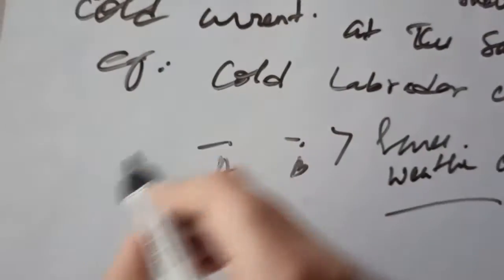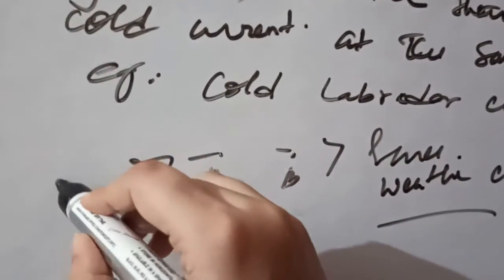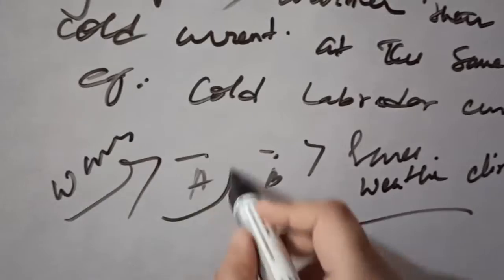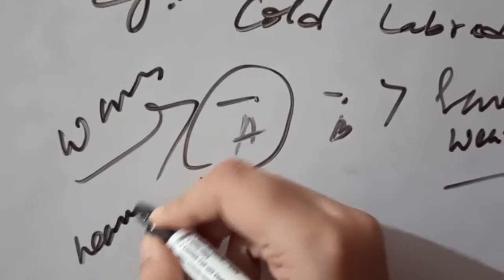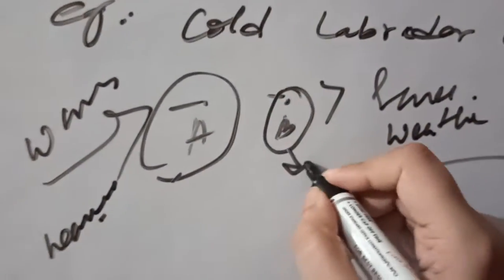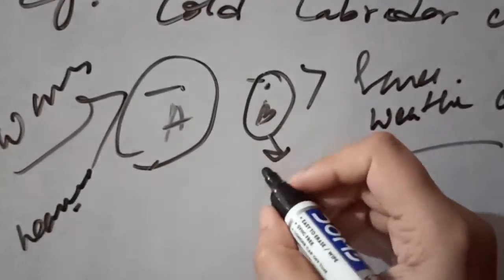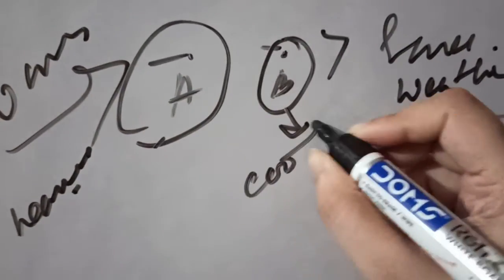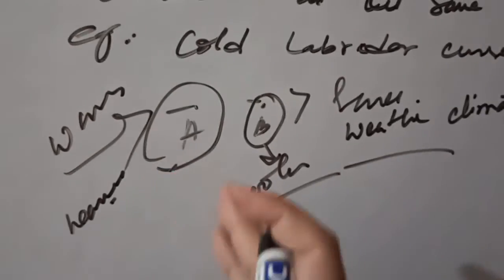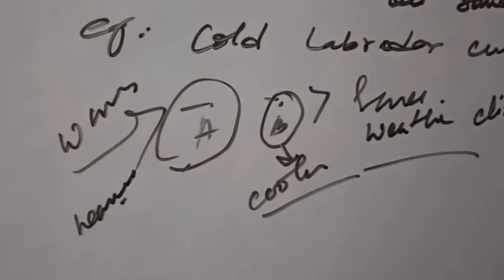And the reason is that if a warm current is blowing over place A, then the climate of this region becomes warmer, whereas a cool current is blowing over this other place. So as a result, the climate or weather of this place is becoming cooler. So in spite of being in the same latitude, the climate of the region changes.